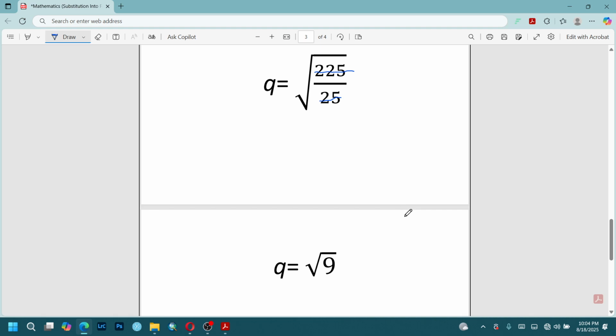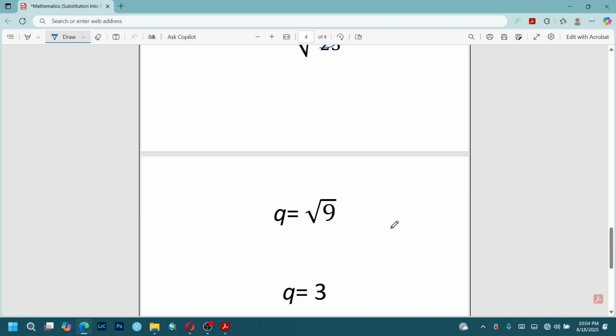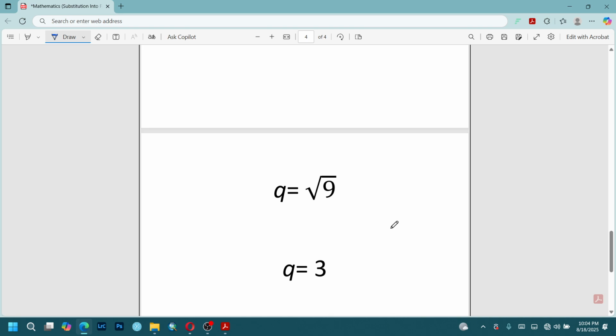So 1 times 1 is 1, so definitely 1 is out. 2 times 2 is 4, so definitely 4 is out. 3 times 3 is 9, right? So 3 multiplying twice itself, or the square of itself, is 9. So that means our answer is 3. So therefore our Q is equal to 3, right?